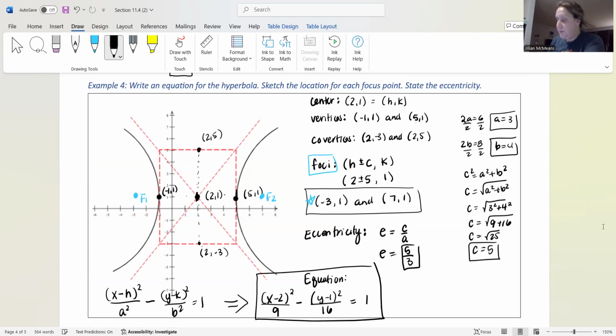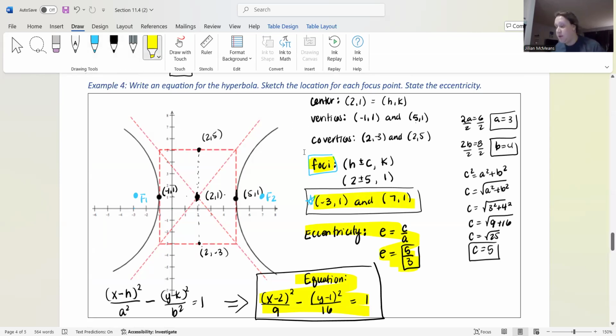So let's highlight and make sure we did everything. We've got the equation. We found the focus points. Write the equation and state the eccentricity. So we've got everything. I think we did it. Okay, so it's not the hardest thing. You've got several ways you can find A and B. Truthfully, we just kind of counted. We went for it, okay?